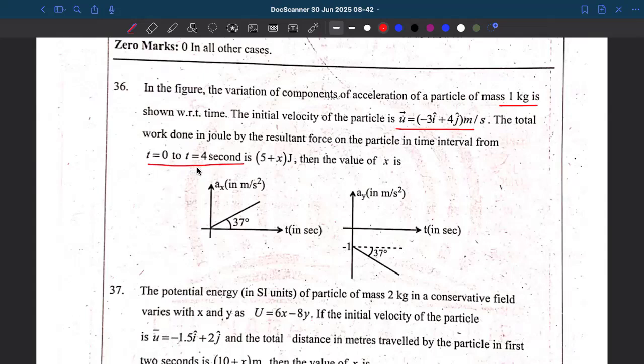Like, for example, from t equal to 0 to t equal to 4 seconds. Do I know ax? No. How do I know ax? Tell me. ay I know, ax I don't. The slope is given for you. That is the only thing given.